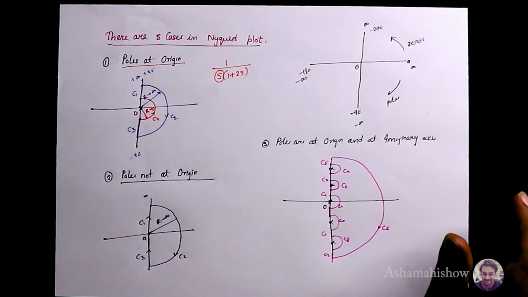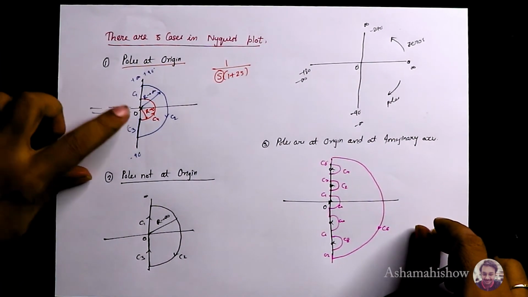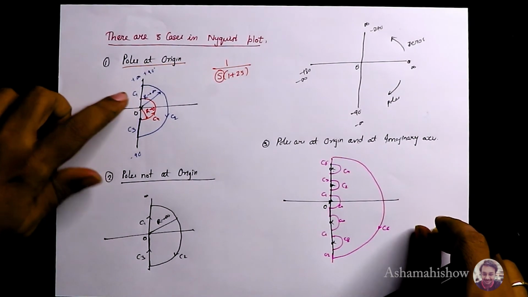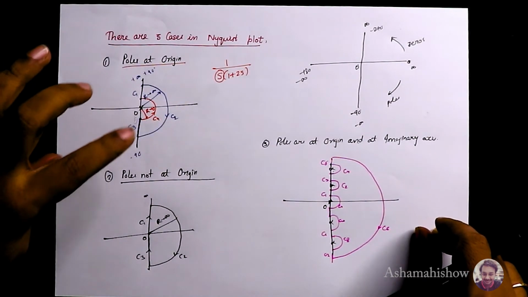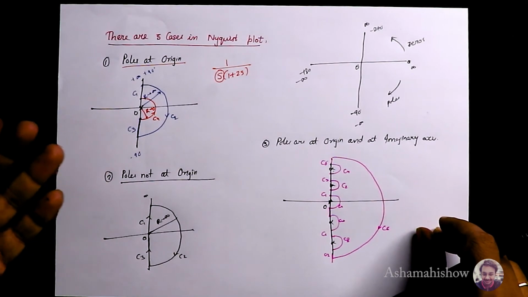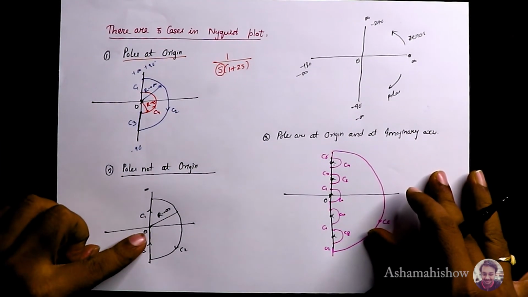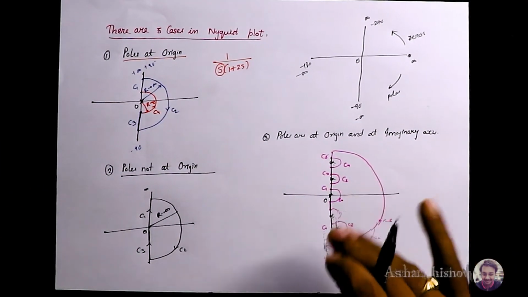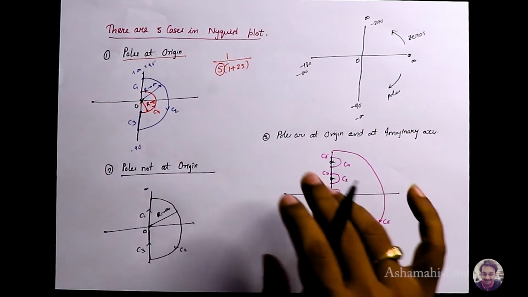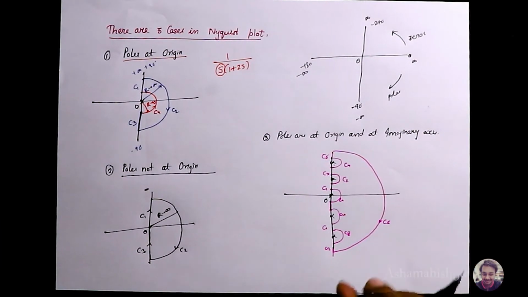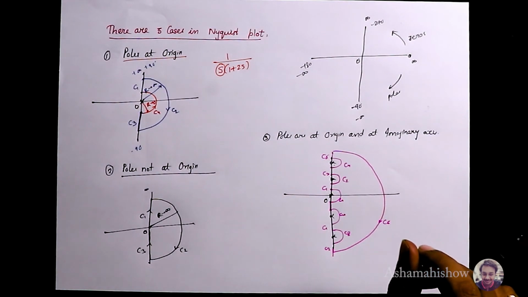So these are the three cases. One is the poles at the origin. Definitely there we get 4 sections, C1, C2, C3, C4. If we don't have poles at the origin, we have 3 sections, C1, C2, C3. If we have poles at the origin as well as on the imaginary axis, we have different sections. Depending on the transfer function, you have to plot your Nyquist plot.